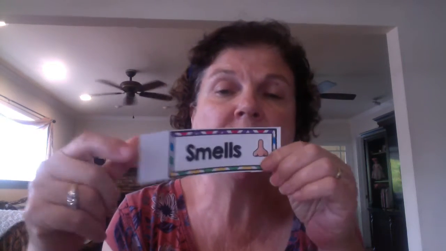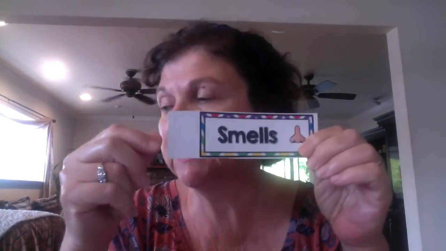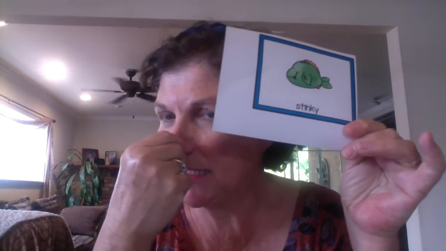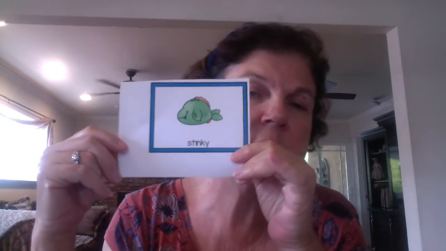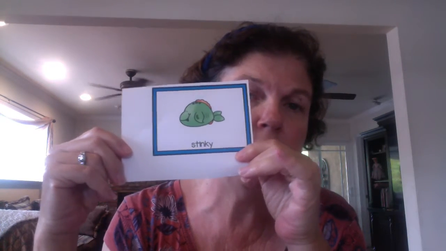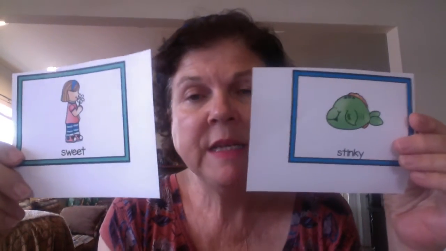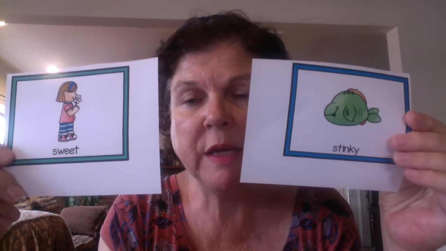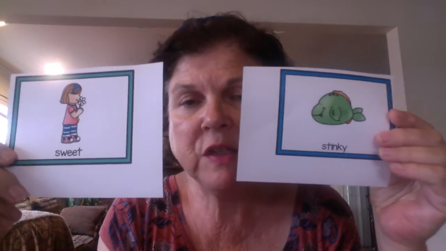Then remember we have our sense of smell. You see the nose on here, our sense of smell. You can use adjectives to describe smells. Here's some examples. Stinky, something stinky. If you're telling us it's stinky, we have a really good idea what you mean. We also have sweet. Once again, these are opposites, stinky and sweet, something that you like to smell, something you don't like to smell. Those are both adjectives.